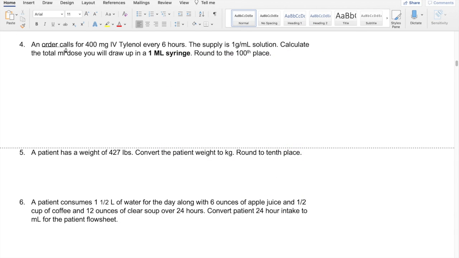Question number 4 reads, an order calls for 400 milligrams IV Tylenol every 6 hours. The supply is 1 gram per milliliter solution. Calculate the total milliliter dose you will draw up in a 1 milliliter syringe. Round to the 100th place. So the total milliliter per dose is what the question is asking for, right? So what we're going to do is write total milliliter per dose on the side.